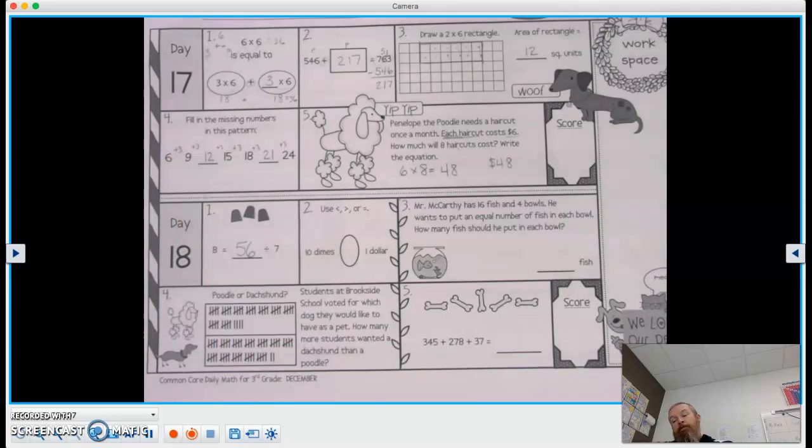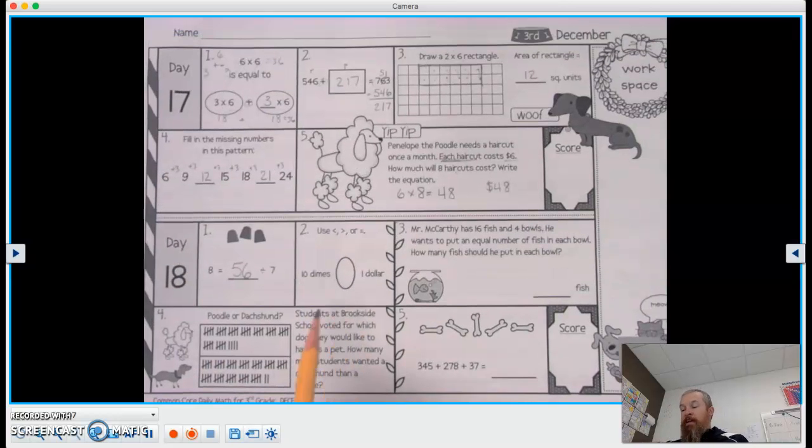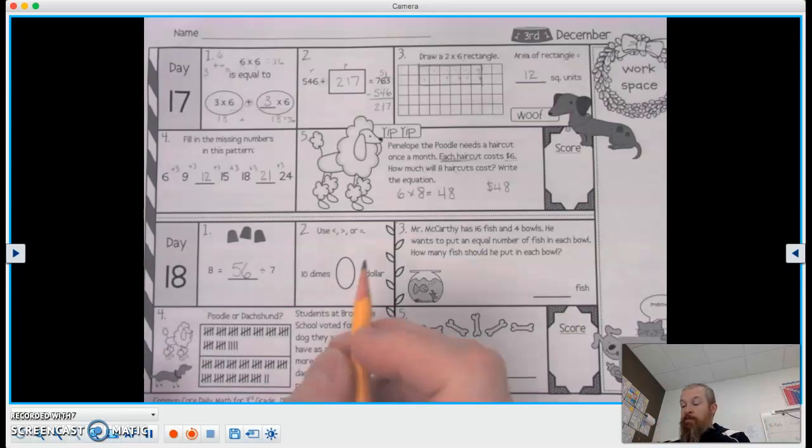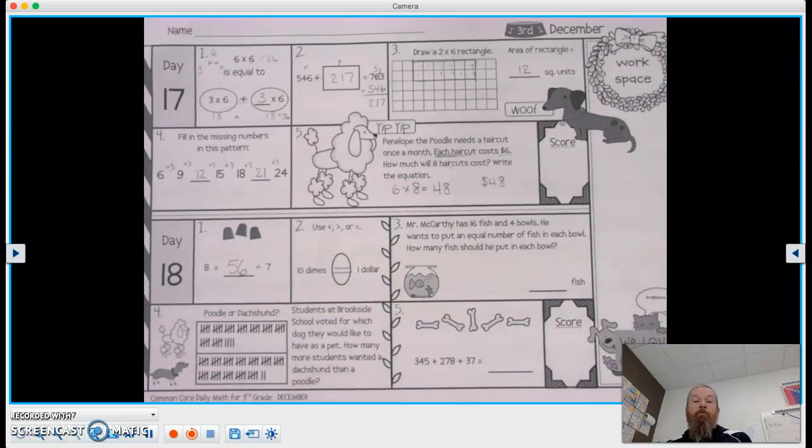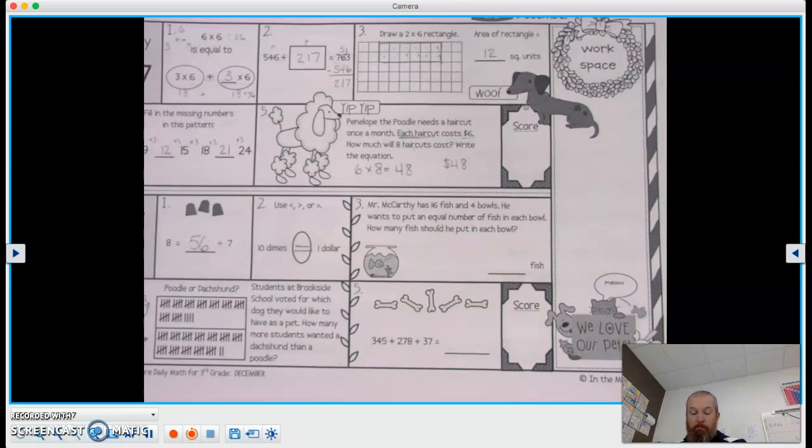Think of it in maybe a little different way. So 10 dimes, is that less than, greater than, or equal to $1? Well, 10, 20, 30, 40, 50, 60, 70, 80, 90, $1. These are equal.